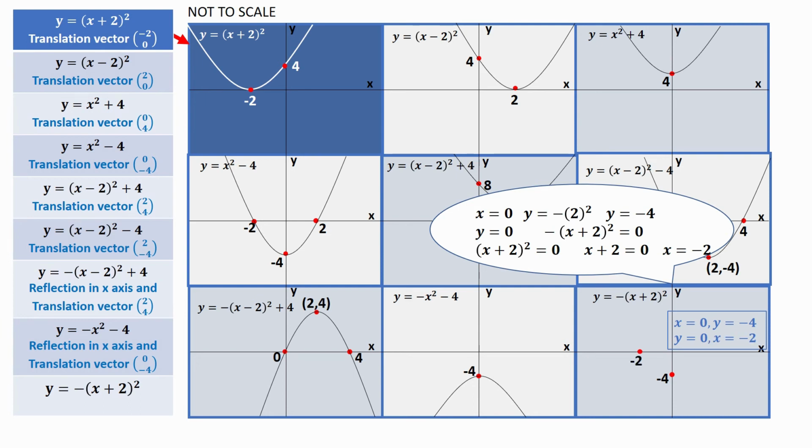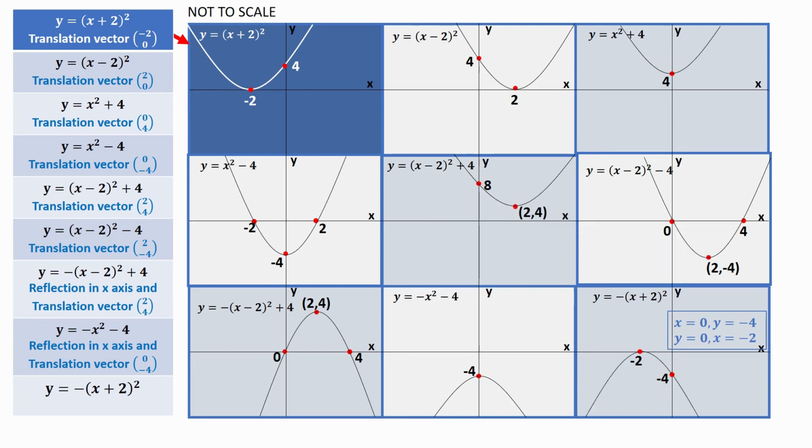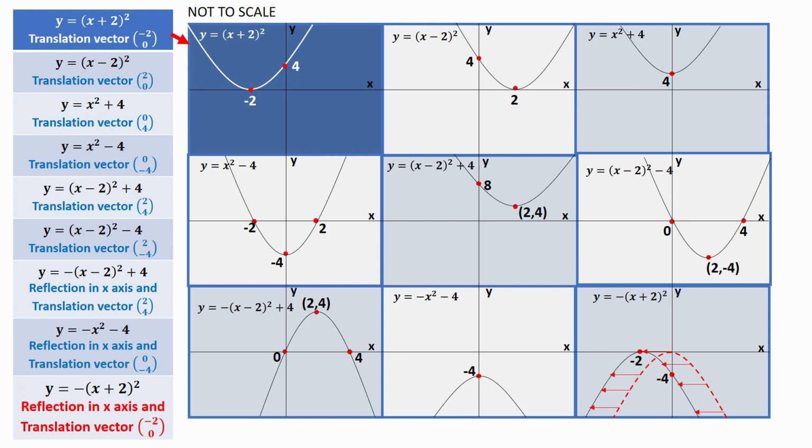And drawing the curve. Drawing y equals x squared, and reflecting to give y equal to negative x squared. Each point on y equals negative x squared moves 2 units to the left. So the transformation is a reflection in the x-axis, followed by a translation with vector (negative 2, 0).